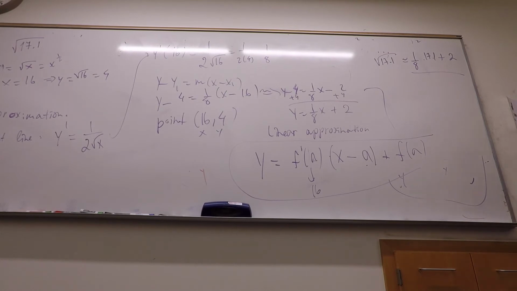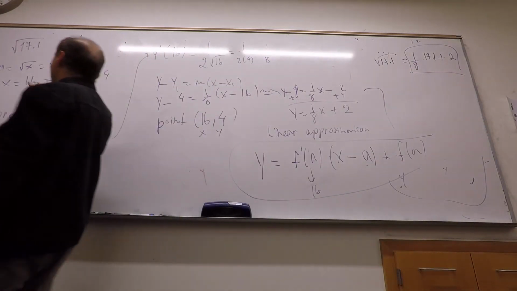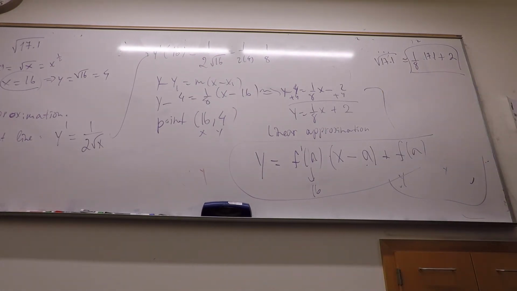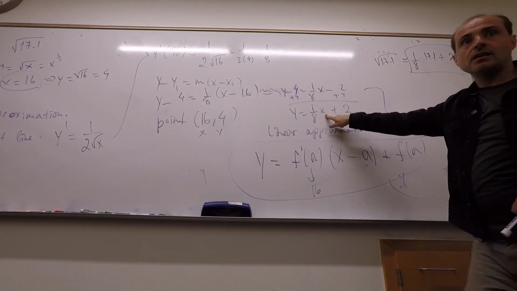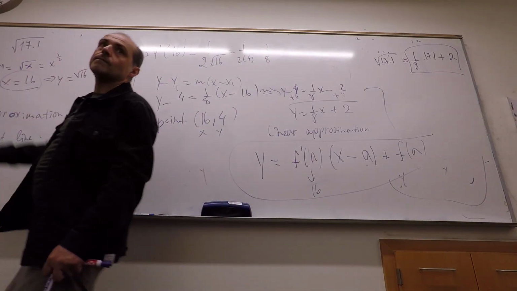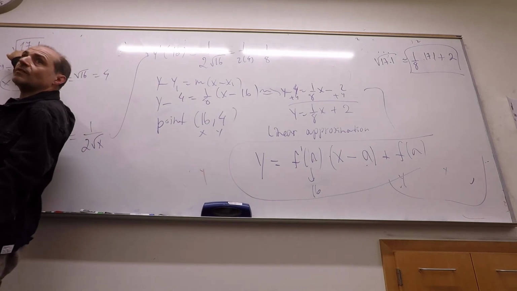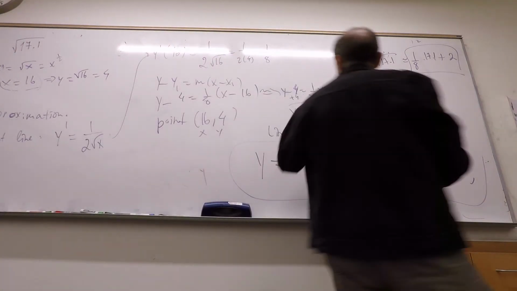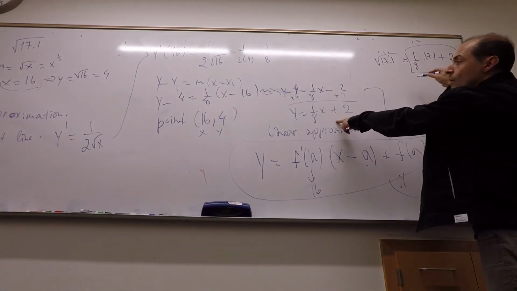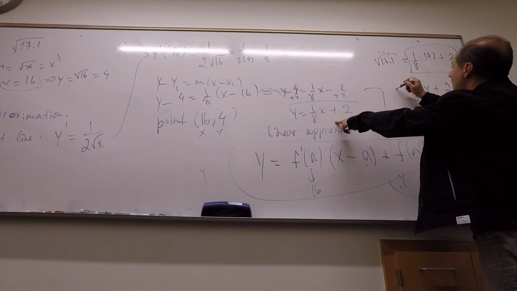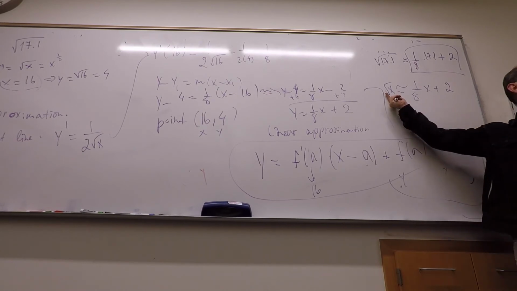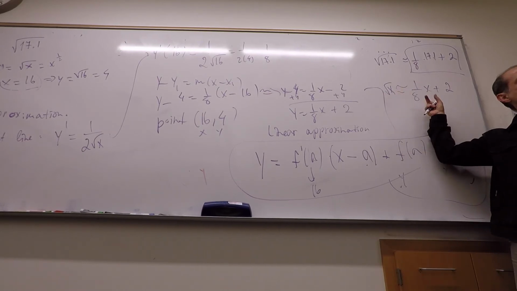Does that make sense? I will not do that, but that's your answer. Just replace the x by 17.1. After we get y, 1/8 x plus 2, we just replace the x here by this x, the approximated one. Look here, do you know what this is? This 1/8 x plus 2 is approximately the square root of x. This is an approximation of the square root of x.